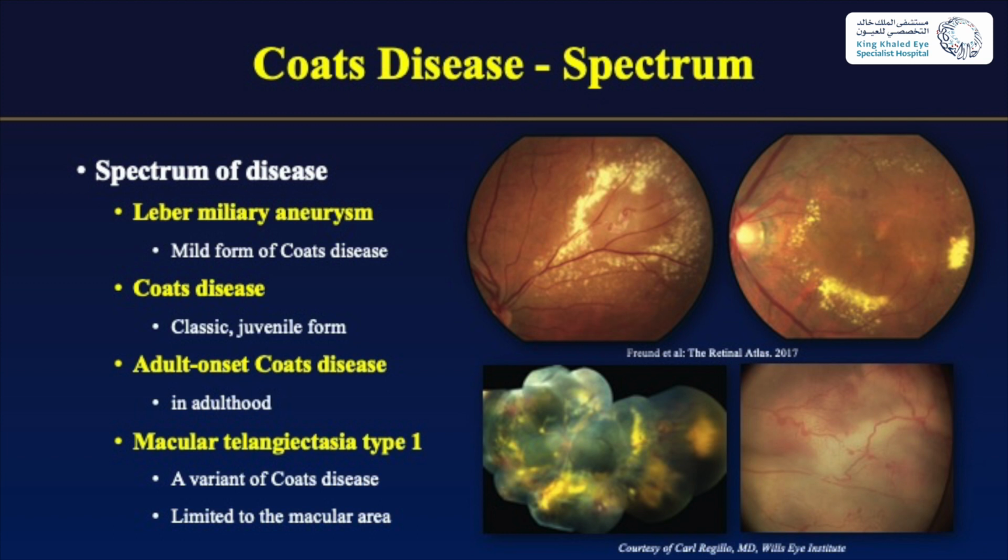So Leber miliary aneurysm is a mild form of Coats disease. Coats disease is the classic form. Adult-onset Coats disease is the adult form. Macular telangiectasia type 1, when the disease process is limited to the macular area.